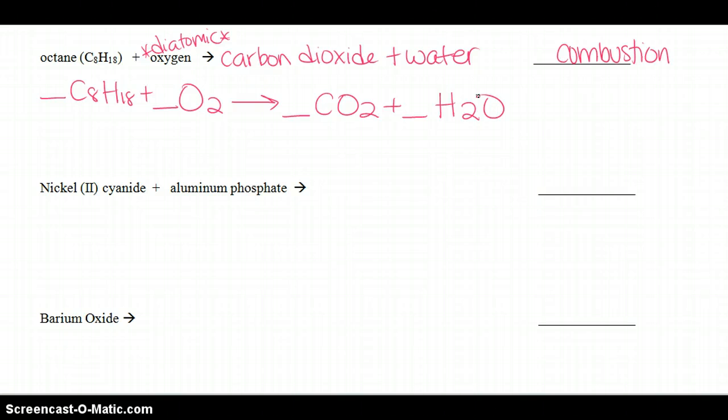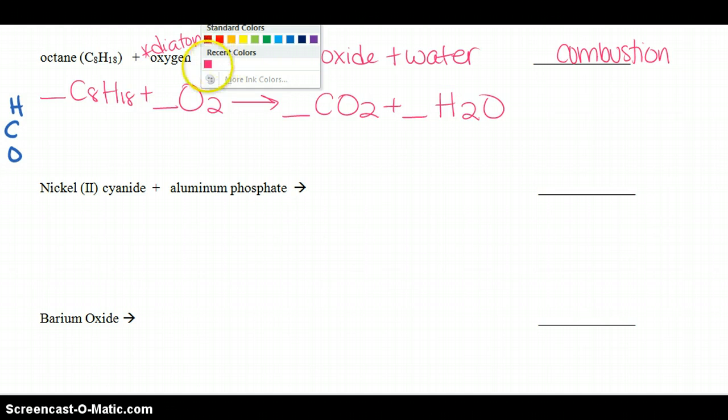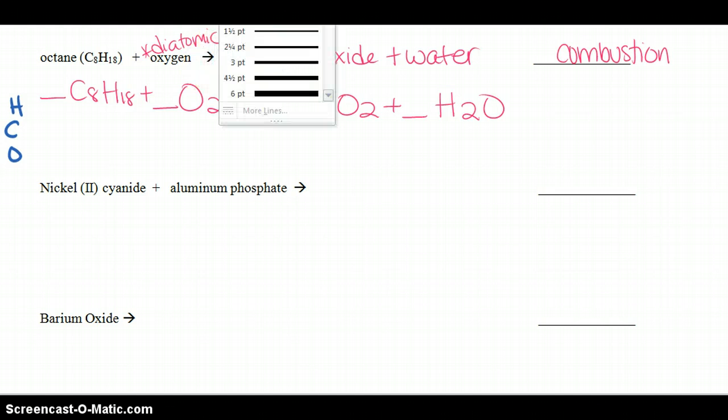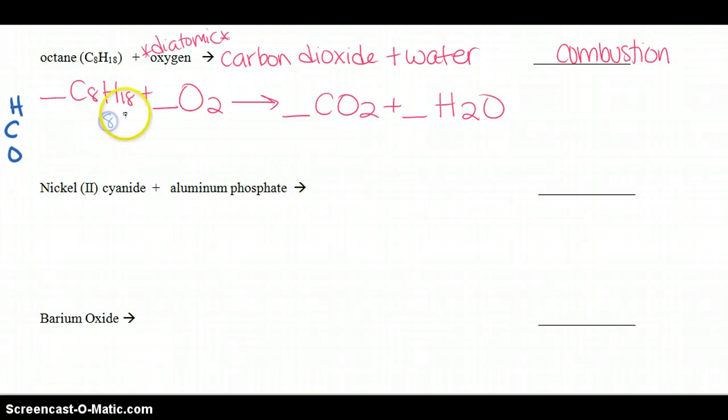Things to keep in mind when you're balancing your combustion problems. When you do these, we're going to do hydrogen first, then carbon, then oxygen. And you can keep a little checklist if you want on the side. So, first we need to identify how many of each element we actually have. 8 carbons, 18 hydrogens, 2 oxygens. On this side, 1 carbon, 2 oxygens, 2 hydrogens, 1 oxygen. All right, I'm actually going to list those all in one column. I think that's easier for combustion problems.